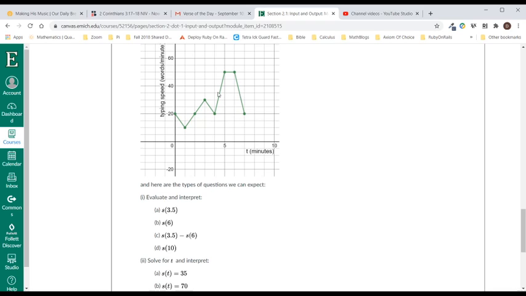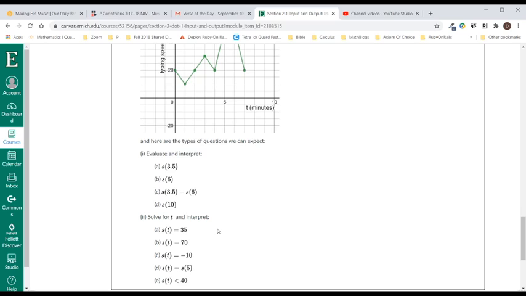As far as I can see, this happens at the 4 minute and 30 second mark. This happens at the 6 minute and 30 second mark. So that's the way I would answer it. This is asking us for all times where the typist rate is 35 words per minute, and there are two of them, at the 4.5 minute mark and the 6.5 minute mark.